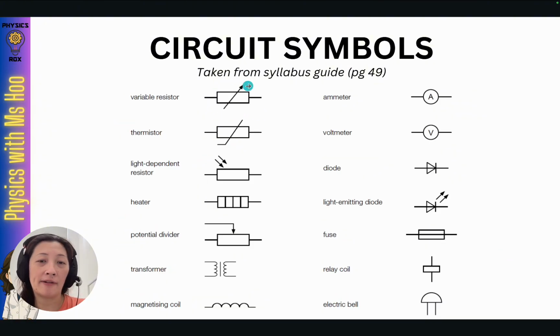So you can think of the arrow as representing an adjustable slider. The thermistor is a rectangle with a slash line through it. A light-dependent resistor is a resistor with 2 arrows on top. The arrows are going inwards because the arrows are representing light. So basically the resistor is detecting the presence of light. The symbol of a heater looks like this. You can think of these vertical lines representing the grills on the heater.